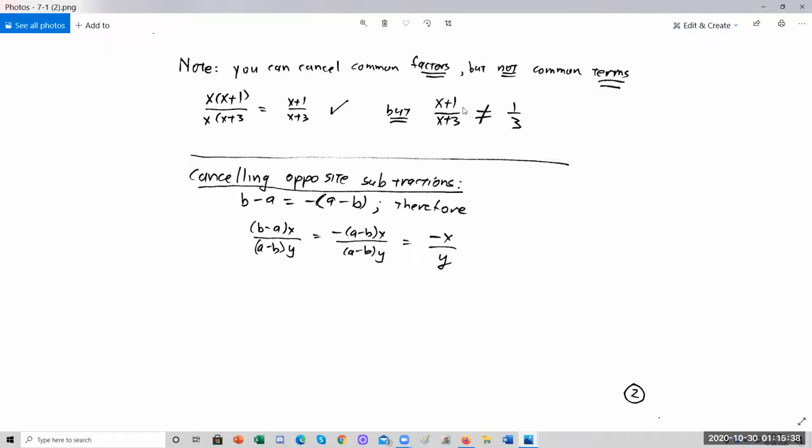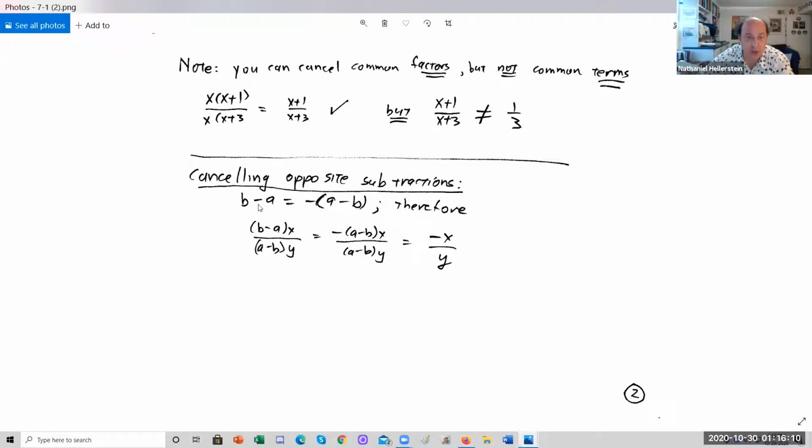But it's tempting, but a bad idea, to cancel common terms. I've seen people do this. X plus 1 over x plus 3, cancel the x and the x, and get 1/3. Not necessarily the case. True if x is 0, but not for any other value. After all, 101 over 103 is not 1/3. So don't do that. Now, if it was x minus 1 over x minus 3, then yes, the x's would cancel, but not in this case.